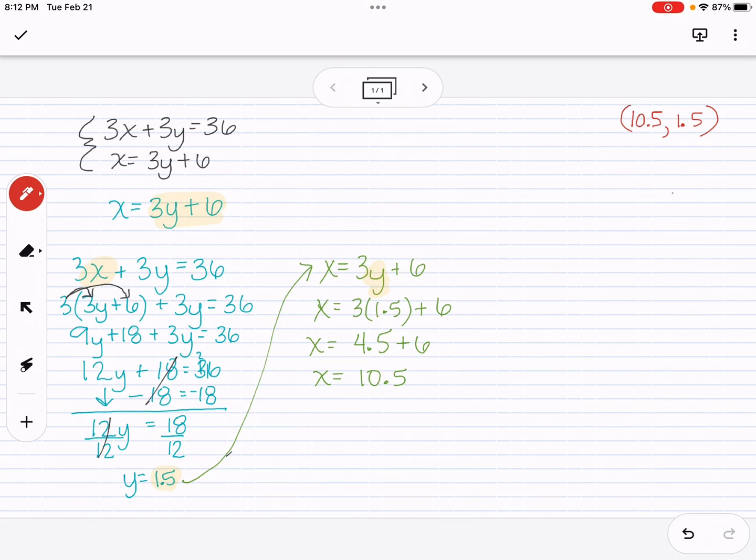Okay, so we have our ordered pair. So this is where technically we are done, right? We have the solution, but this is where you could go a little bit further. And it's a really great idea to go a little bit further. We can actually check, is that solution correct? So how do we do that? We take both equations.